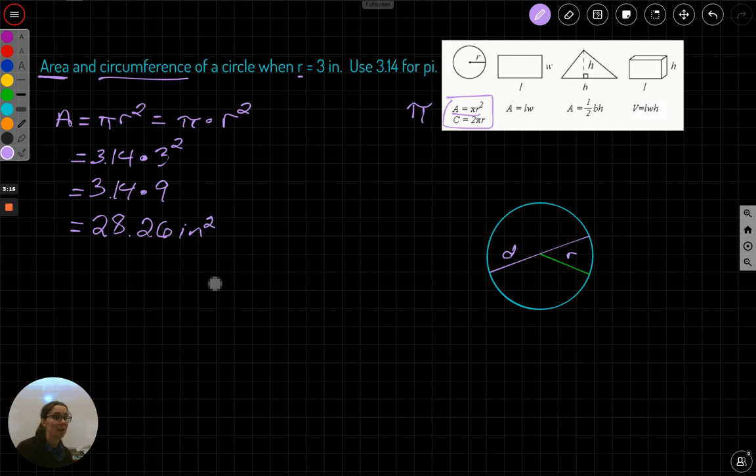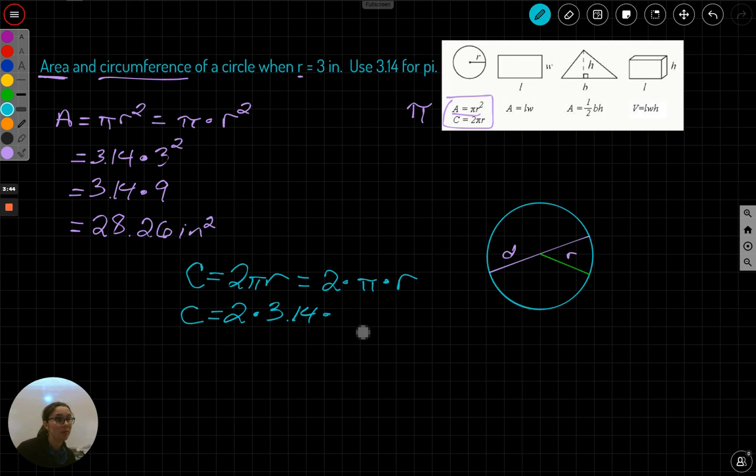Now let's deal with circumference. Let's switch colors. C equals 2 pi r, or 2 times pi times the radius. All right? So let's fill in some values. C equals 2, which stays the same, times pi, which is 3.14, times the radius, which is 3. So now I've got 2 times 3.14 times 3.